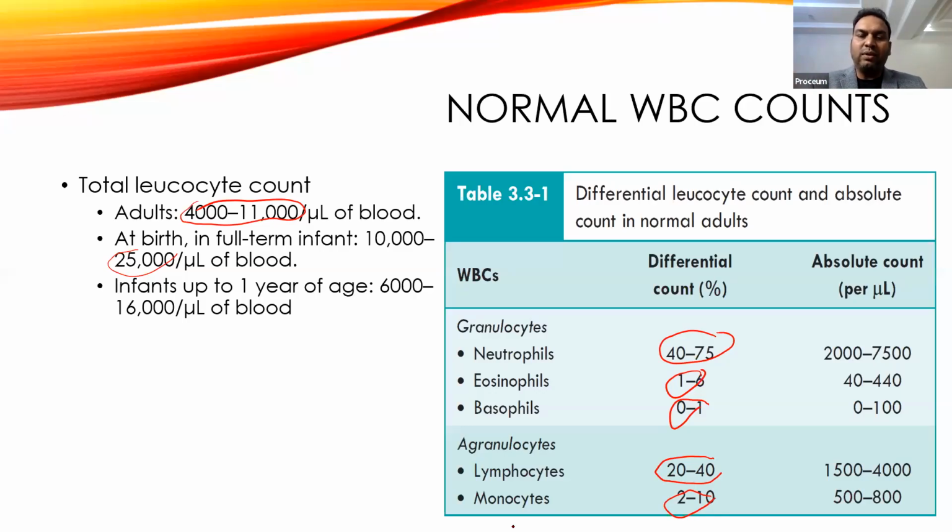So when you get an absolute count, when you get that percentage count on a peripheral smear, you multiply this percentage with your total leukocyte count, and then you get an absolute WBC count. And this is how the differential count and absolute count are done in an individual. Nowadays we have a cell analyzer, so we put the sample directly into the cell analyzer and get a direct report. But that cell analyzer has to be calibrated regularly by doing manual counting.